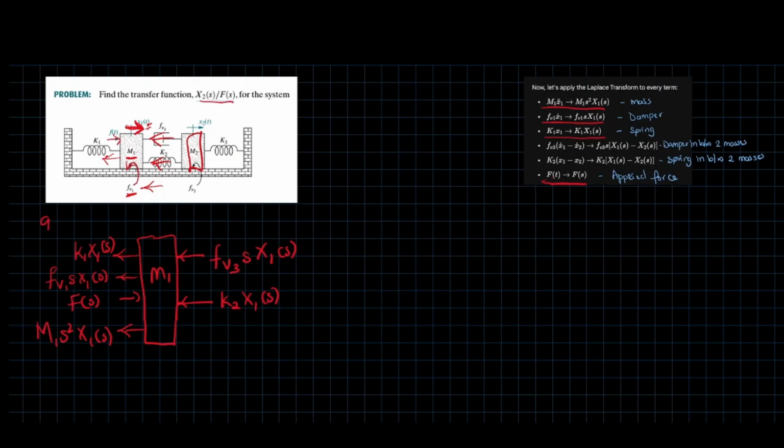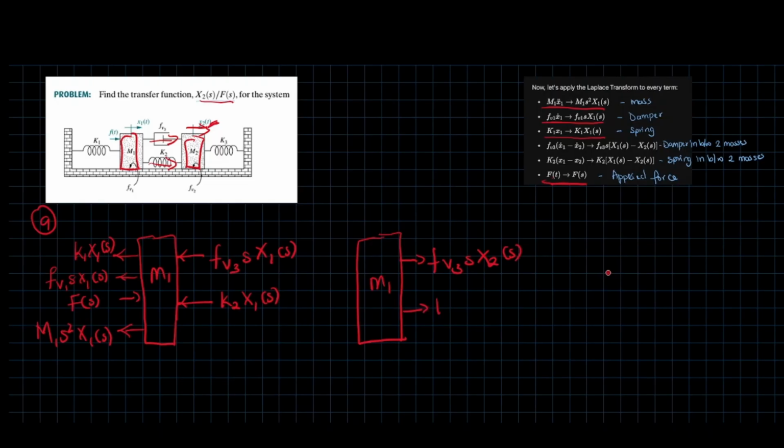And the second thing you have to consider is the forces on M1 due to only M2. So in this case, hold M1 stiff and move M2 in the direction it's supposed to go, which is here. Let me draw M1. The spring and damper are going to be dragging it like this. So we're going to have Fv3 s x2(s), because the distance we're dealing with here is x2(s), and K2 x2(s).